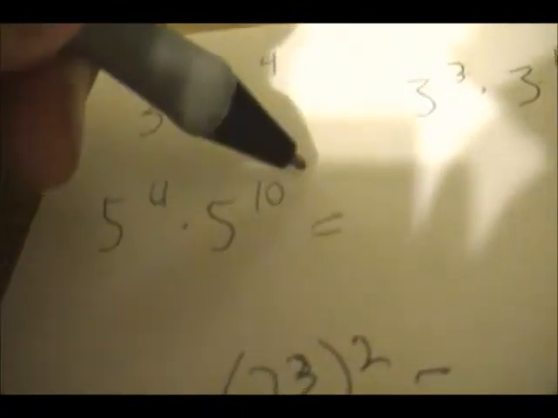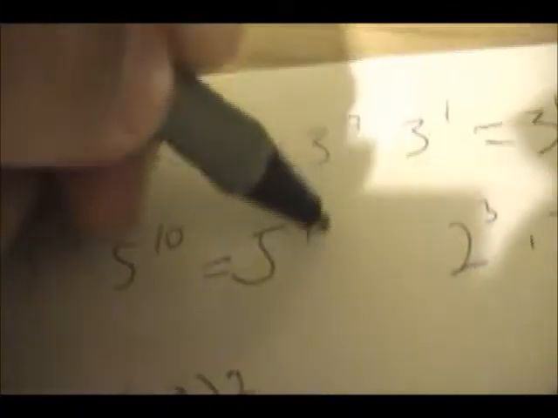Okay, let's go to the next one. We have 5 to the 4th power times 5 to the 10th power. Okay, again, so that's going to be 5 to the 4th power plus 10, right? So that answer is going to be 5 to the 14th power.